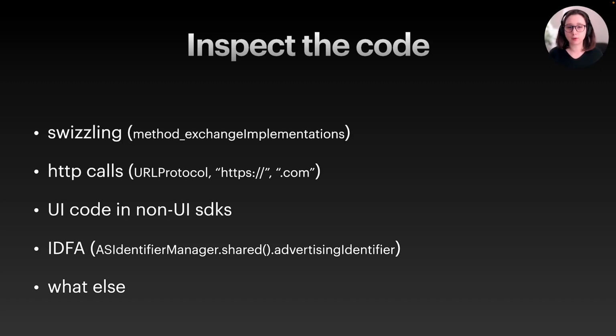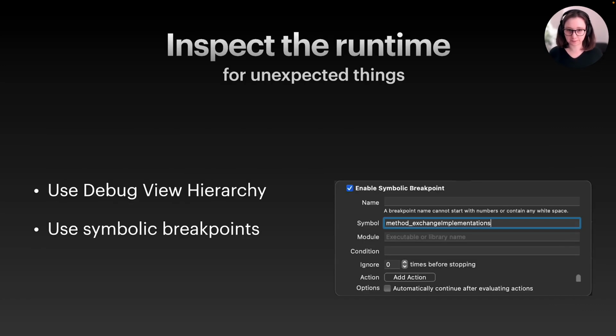Now, it's not always possible to fully inspect the code of a library, either because there's just so much code or because we don't have access to it at all. For example, when the library is precompiled and vendored as a framework. That's where inspecting the runtime comes to the rescue.